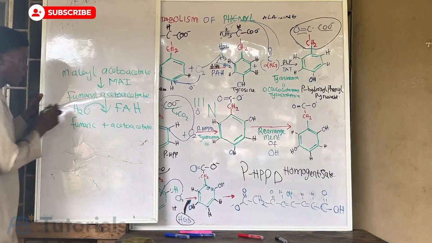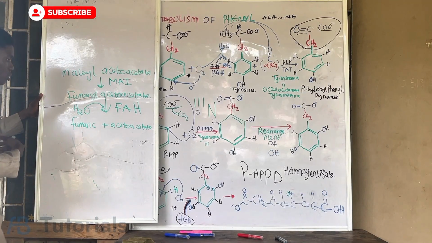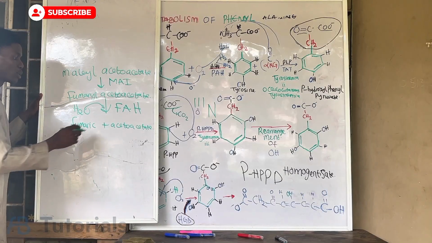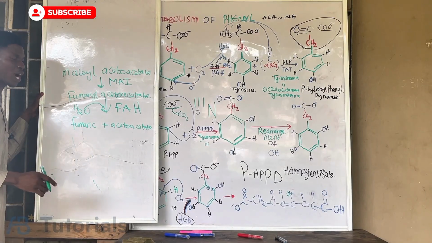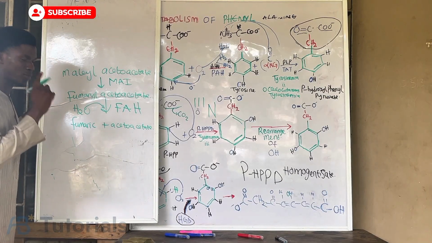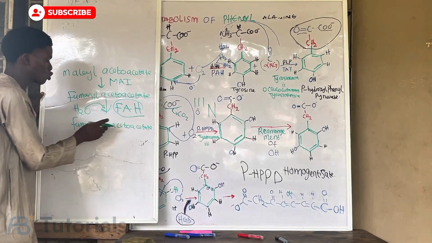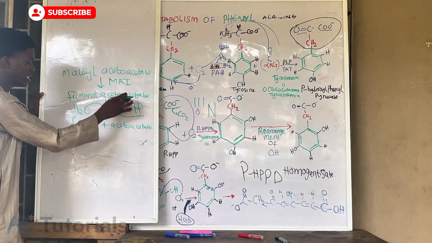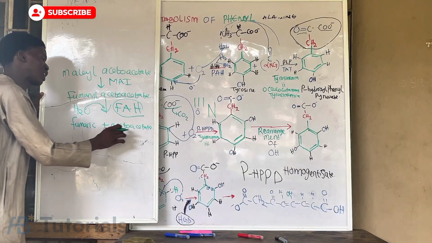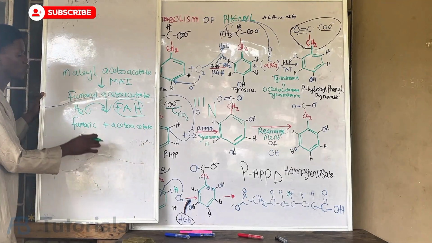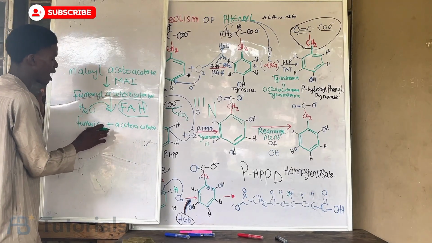H2O. Okay. Now, that is to tell us that in this last place also, we are going to have thyroxinemia 1 if we don't have this enzyme that is going to separate fumarylacetoacetate into fumaric acid and acetoacetate. So we are going to have thyroxinemia 1 here.